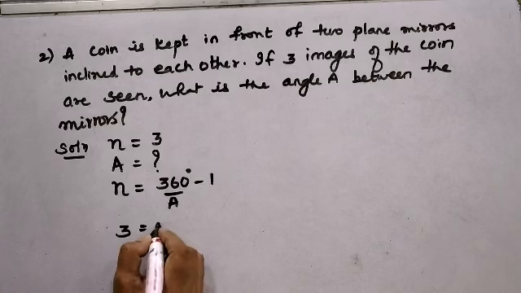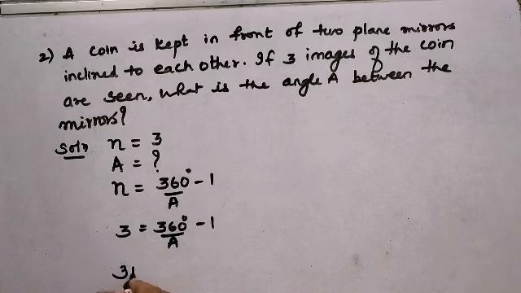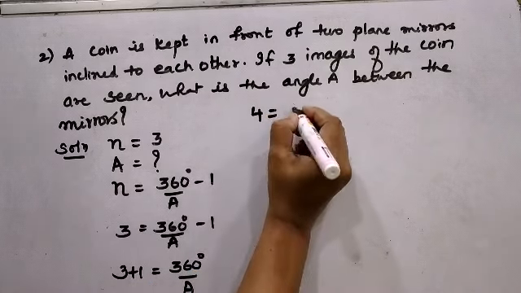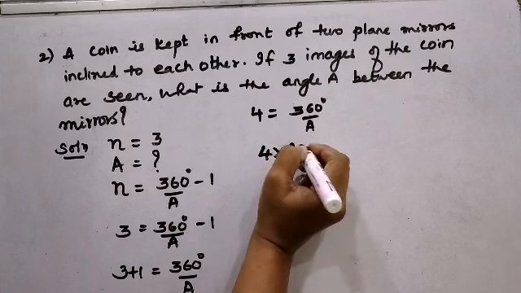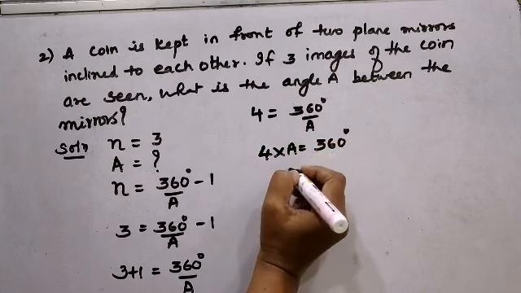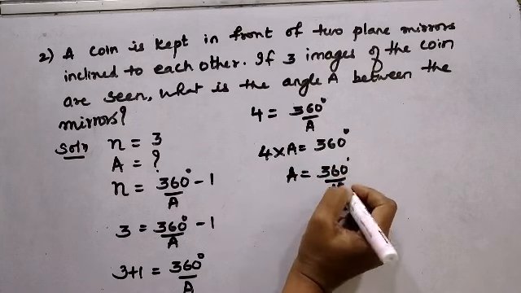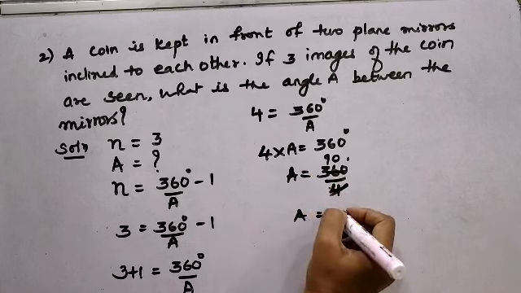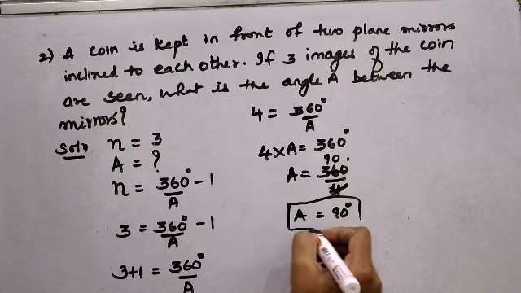N is 3 is equal to 360 degree upon A minus 1. Minus 1 will be shifted on the left hand side. So it will become plus 1 is equal to 360 degree upon A. So 3 plus 1 becomes 4 is equal to 360 degree upon A. Cross multiply, 4 into A is equal to 360 degree. So A will be equal to 360 degree divided by 4, because into will become divide. So 4 9s are 36 and 0. So the angle between the two mirrors will be 90 degree, as 3 images of the coin are formed in the two mirrors.